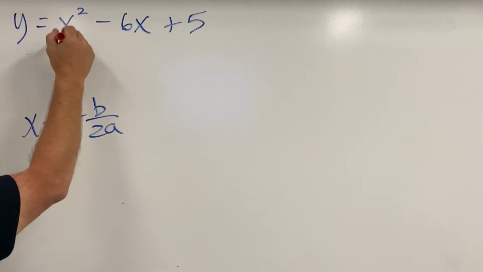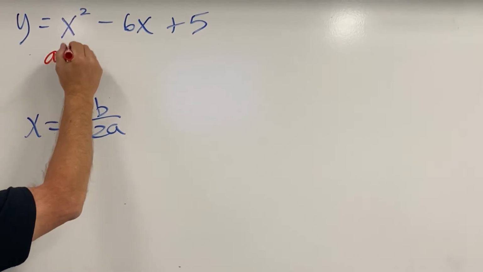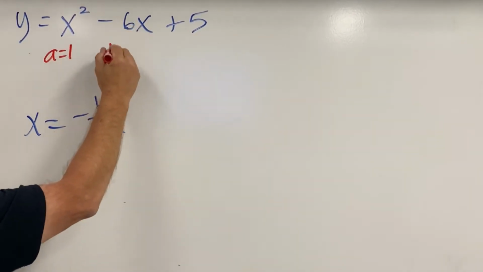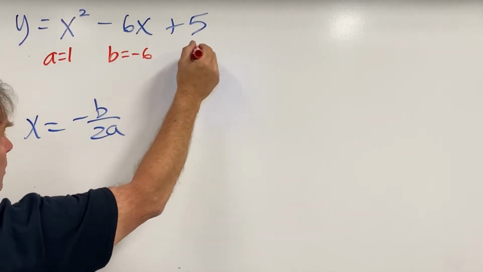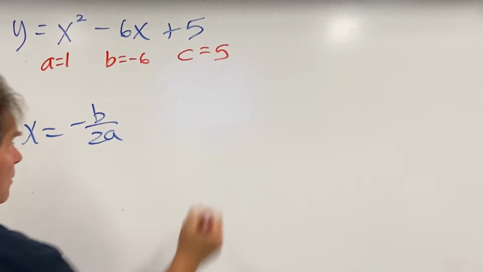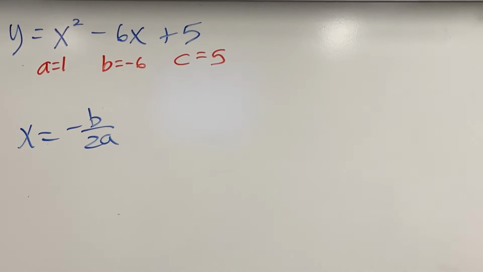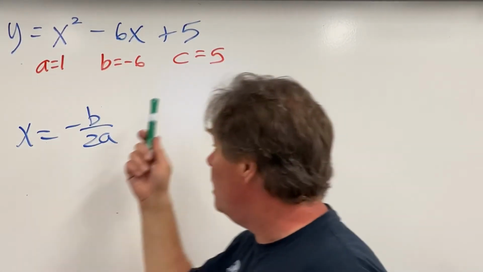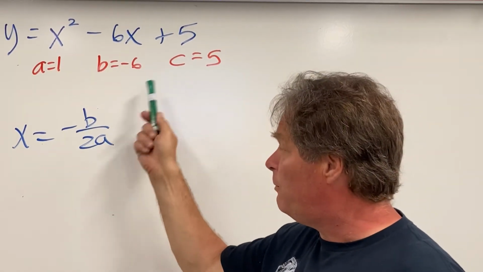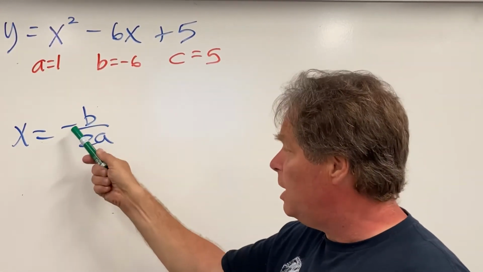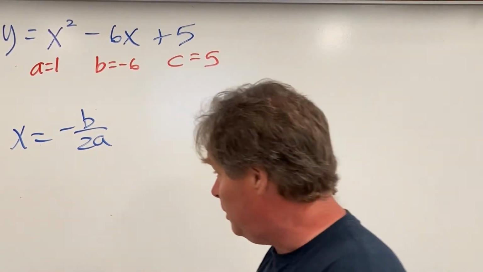A is what's in front of the squared term, which is 1. B is what's in front of the single x term, which in this case is negative 6. C is the constant, 5. Notice, when you're finding the x-coordinate of the vertex, c doesn't really matter. When you're finding y, c will make a difference. But when you're finding the x-coordinate of the vertex, use negative b over 2a. C is irrelevant at this point.